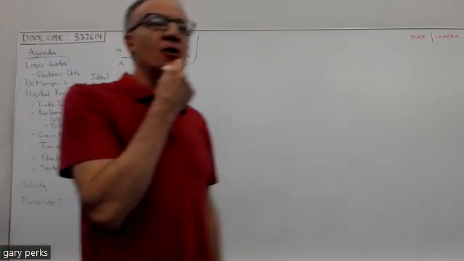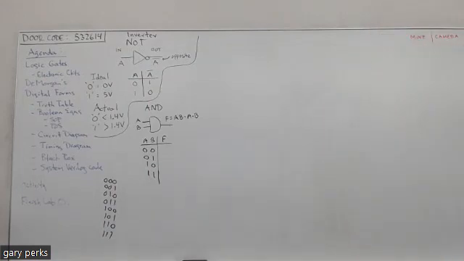How about if I had 4? 16. What if I had 5? 32. What if I had 6? See the pattern? Right? Every time you add a bit, you double the number of possibilities, right? You double the number of possible combinations.